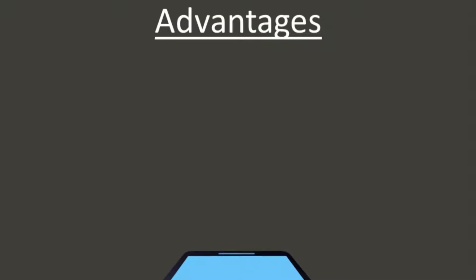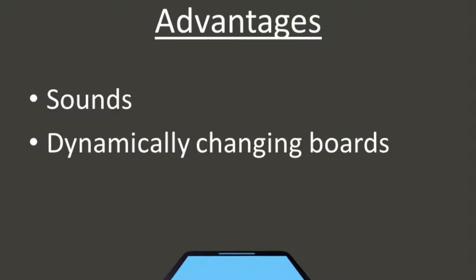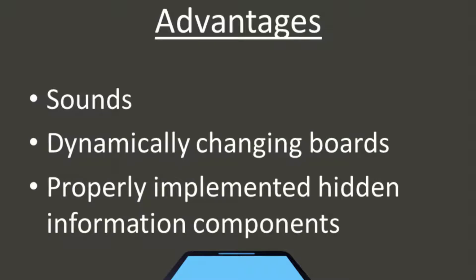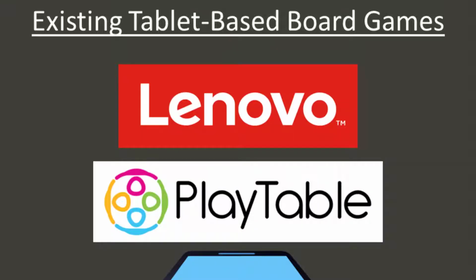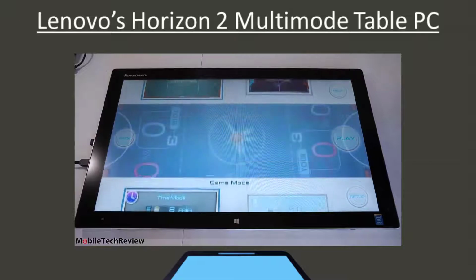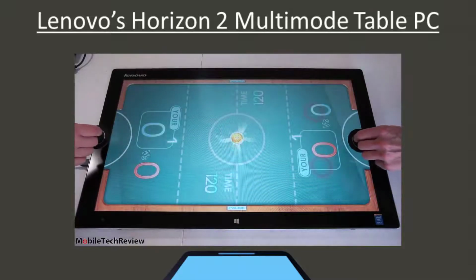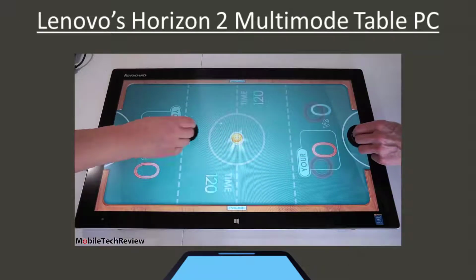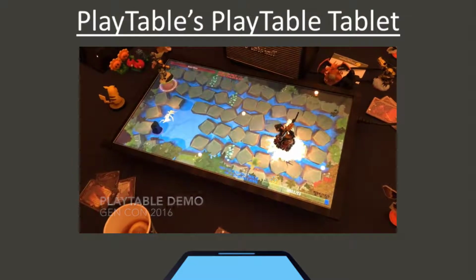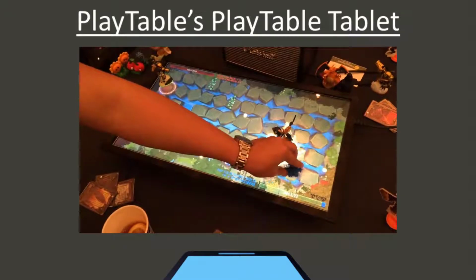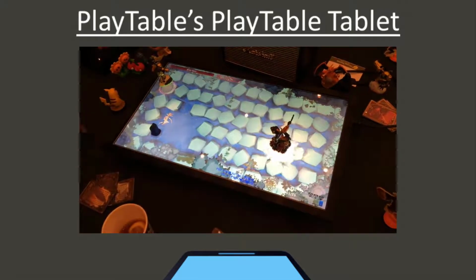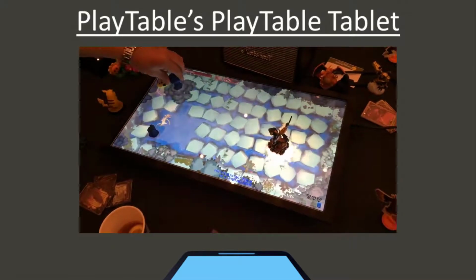This offers advantages over normal board games such as sounds, dynamically changing boards, and for hidden information to be properly hidden from all players. This idea has been implemented in the past by Lenovo and Playtable. Lenovo created the Horizon 2 multi-mode table PC, which allowed for games to be played on the tablet using conductive game pieces. Playtable created its own tablet, also called the Playtable, which used RFID chip readers built into the tablet screen to detect and identify game pieces that contained RFID chips.